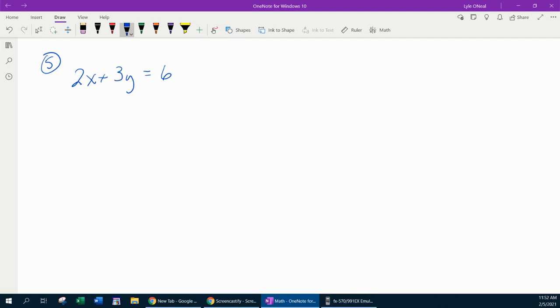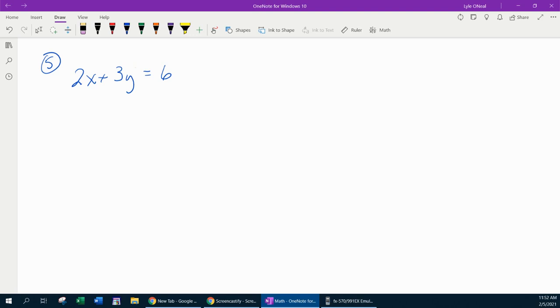Okay, our first example, we're going to look at number 5. Here we have a linear equation, and if I haven't talked about this yet, you're going to know it's linear if the variables have exponents of 1. That's how you know your equation is linear.